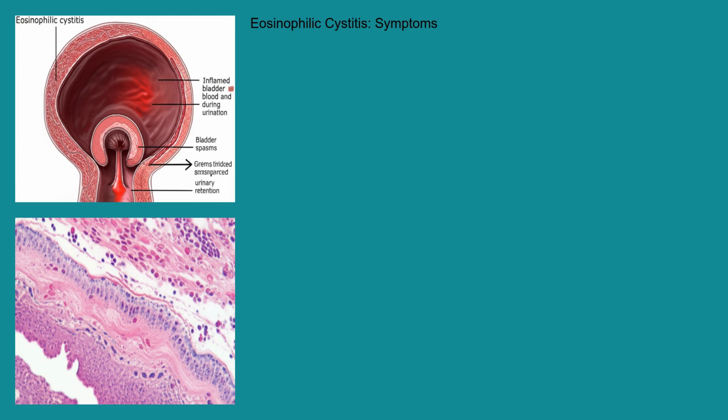The symptoms of eosinophilic cystitis can vary in severity, ranging from mild discomfort to debilitating pain. Common symptoms include frequent urination, urgency, and nocturia, needing to urinate frequently at night. Dysuria, or painful urination, is also a prevalent symptom. In some cases, patients may experience hematuria, the presence of blood in the urine. More severe cases can lead to bladder spasms, suprapubic pain, and even urinary retention, where the bladder is unable to empty completely.